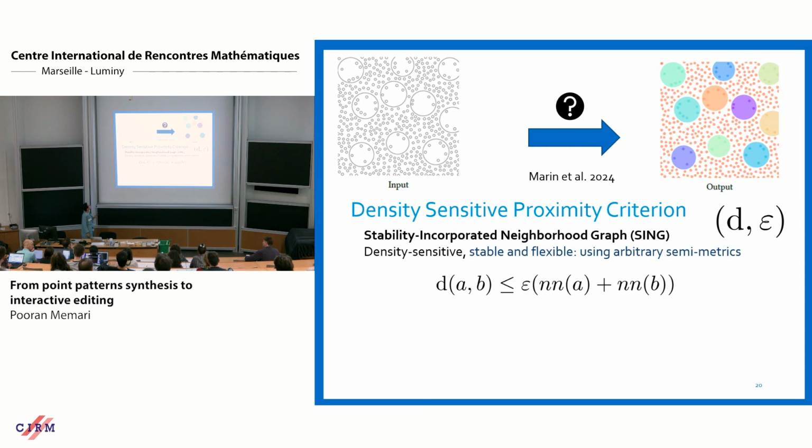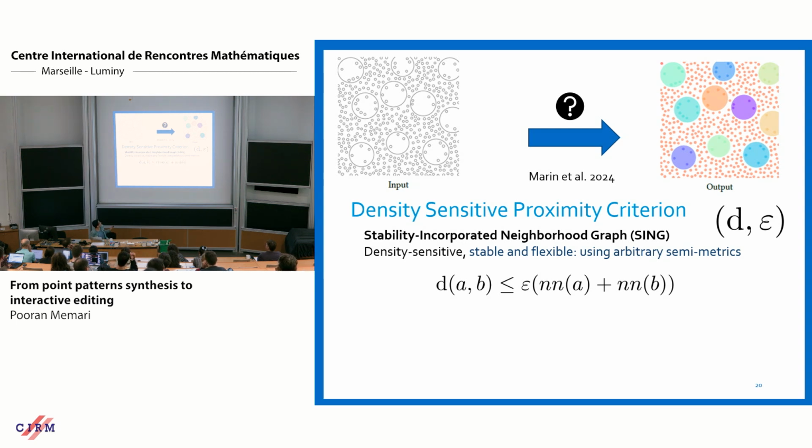In this case, for example, 2 disks would be in the same cluster if their distance, whatever distance you would like to consider, that could be the distance that we have in this case, is less than a parameter epsilon times the distance of each of these points to its nearest neighbor, based on that metric. So the interesting thing is that it provides you a flexibility in terms of considering the density in the proximity criterion, which is surprisingly new and was not done before.